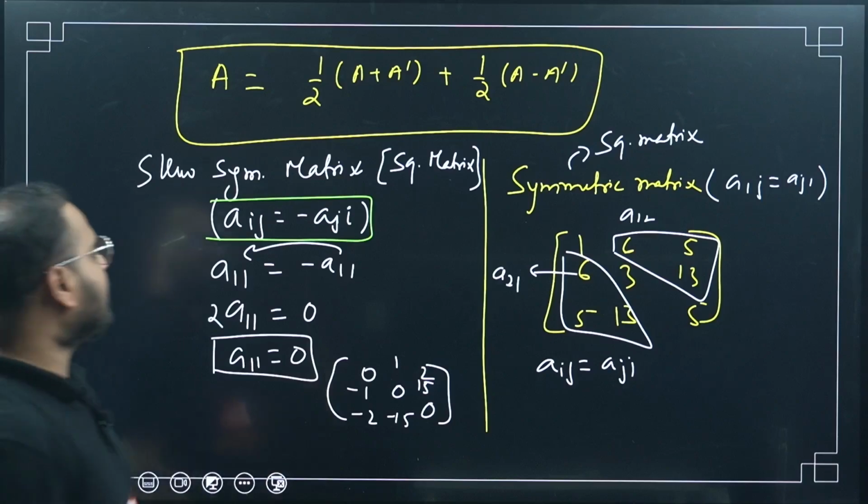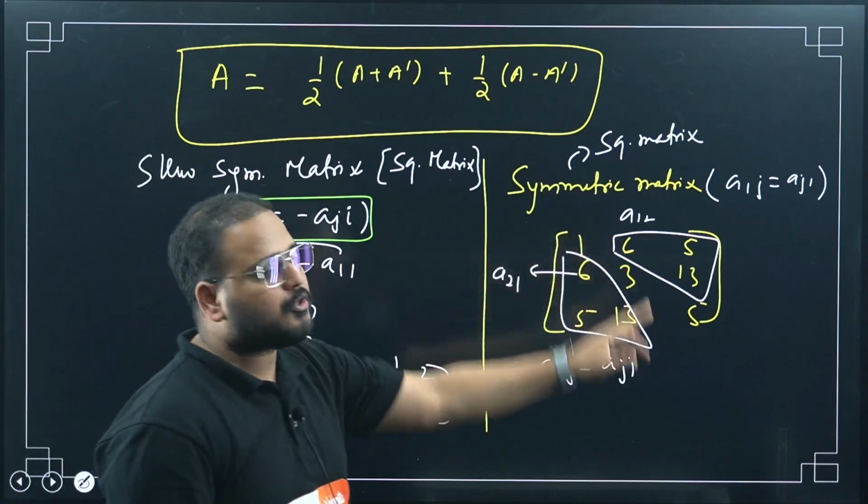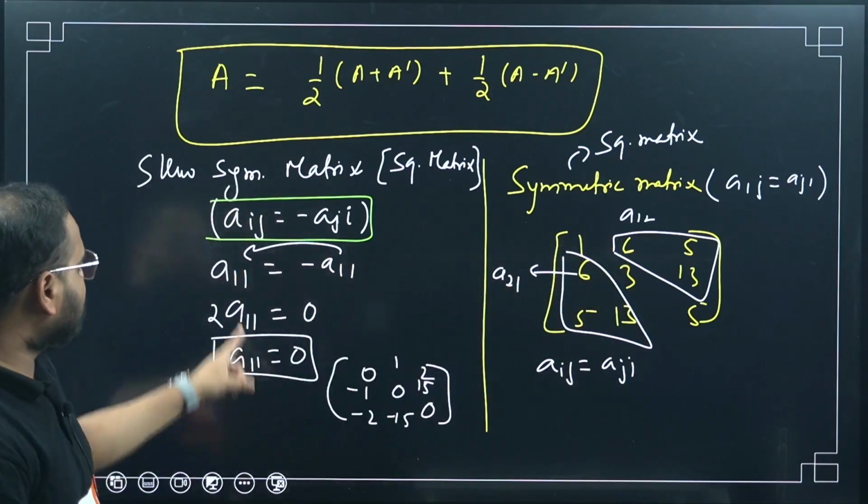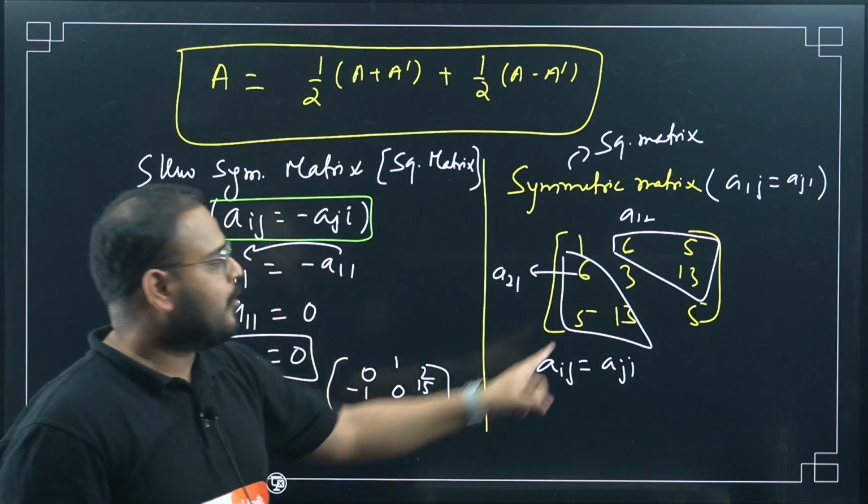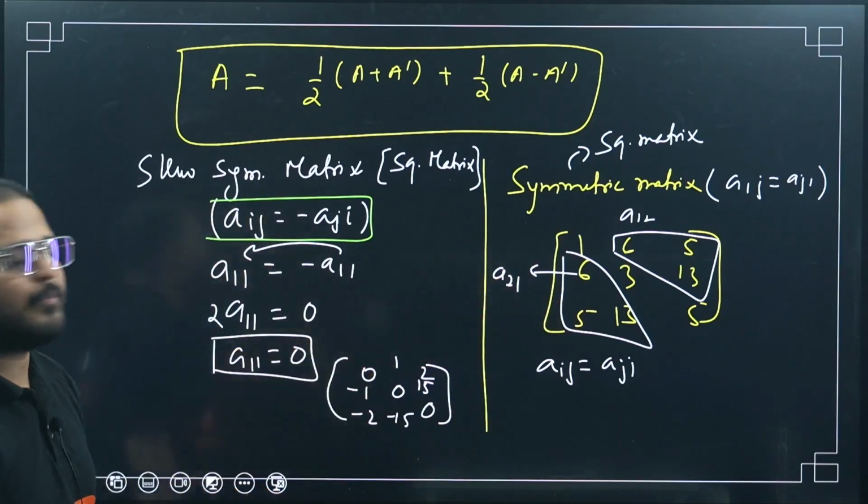Aij equals Aji, negative of this, and for here Aij equals Aji. Okay. So for this, what happens? Diagonal is always 0. For this, we'll have upper triangle and lower triangle to be same.